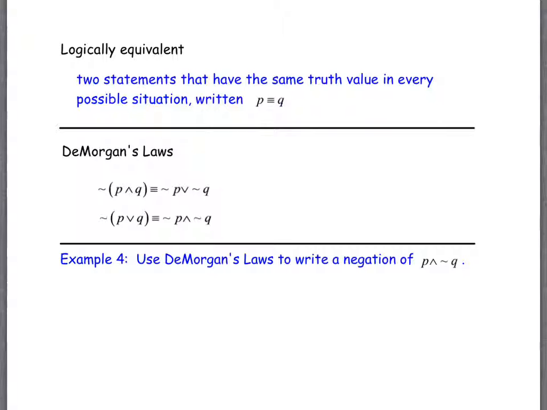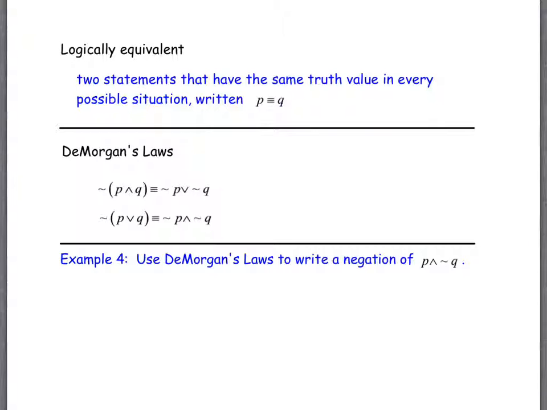Okay, logically equivalent. Two statements are considered to be logically equivalent if they have the same truth value in every possible situation. So if you were to create a truth table for two statements and they ended up at the very end all exactly with the same T's and F's in the same places, they would be logically equivalent statements. And I'll show you an example here in a minute.